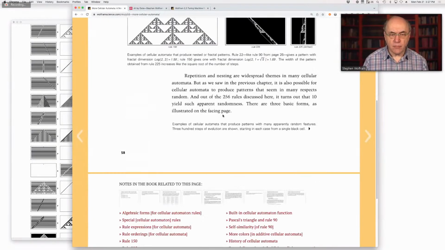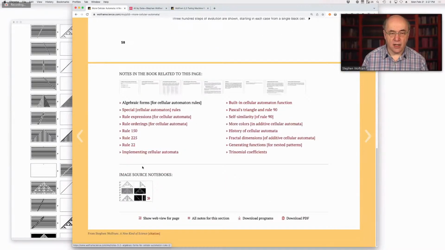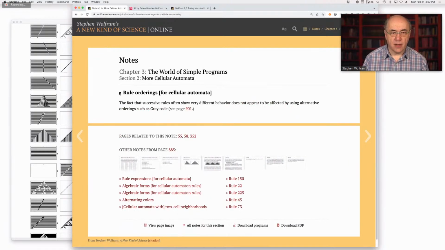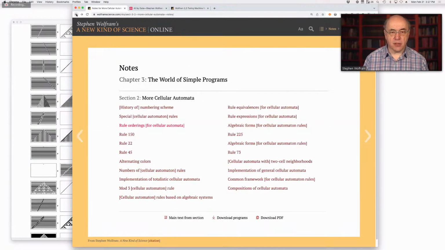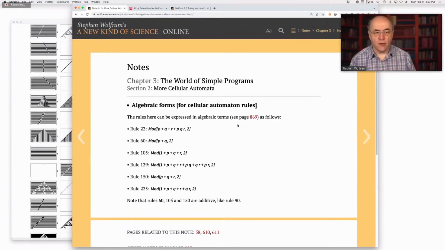Now, I should emphasize that in NKS, the book, the notes are a very important part of the book. Let me just look here at the notes for this section. I just want to show you a few of the other ones. There are different possible orderings you could use, but I also was going to show you these typical algebraic forms for these rules.